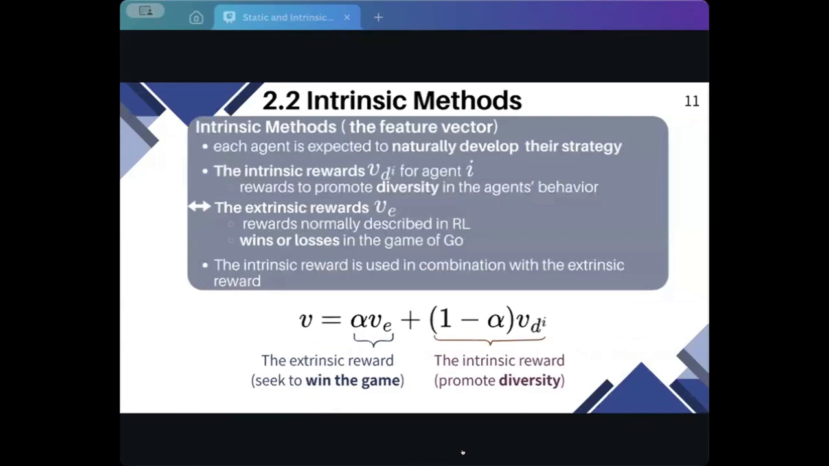Second, on the other hand, in the intrinsic method, we train each agent using an intrinsic reward that promotes diversity. By training with the intrinsic reward, each agent naturally develops its own characteristics that differ from those of the other agents. When each agent plays Go, the intrinsic reward is used in combination with the extrinsic reward. The extrinsic reward is a reward normally used in reinforcement learning. In the game of Go, the extrinsic reward corresponds to the win or loss outcome.